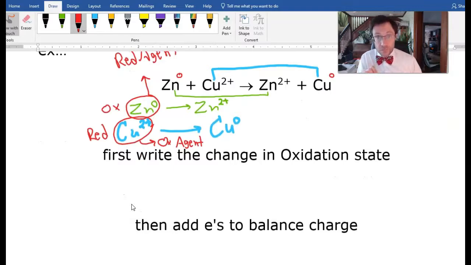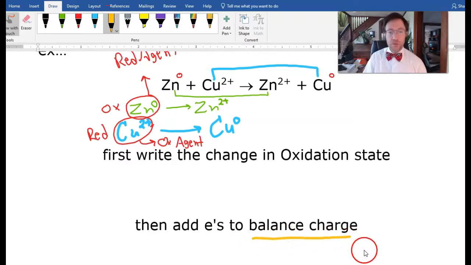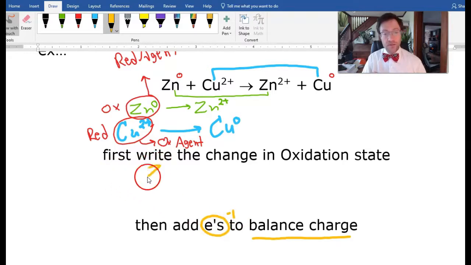Next thing we need to do is we're going to add electrons to the half reactions to balance the charge. Right? That is the only thing we're going to be doing. We are going to balance the charge. And if you remember, electrons have a charge of -1. So here's how this will go.